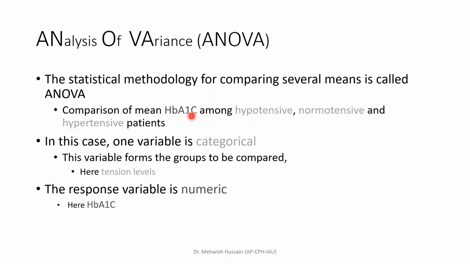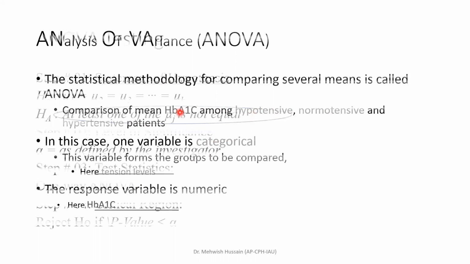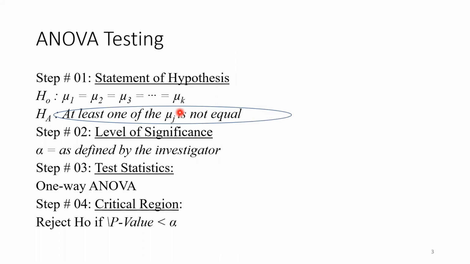In our example, we talked about HbA1c, which was a numeric variable, and corresponding to it we had a categorical variable, which is tension level, and it had three categories: hypertensive, non-hypertensive, and hypertensive. To compare the means of HbA1c among these three groups, we have to run the ANOVA with the null hypothesis that all the means are equal, and the alternate hypothesis that at least one of the means is not equal.